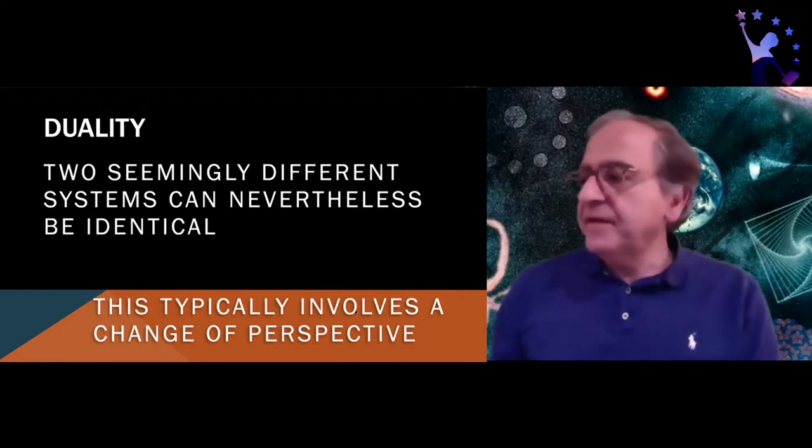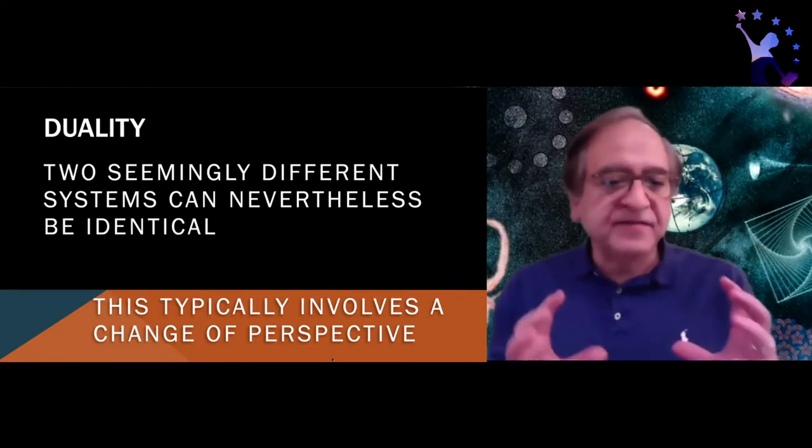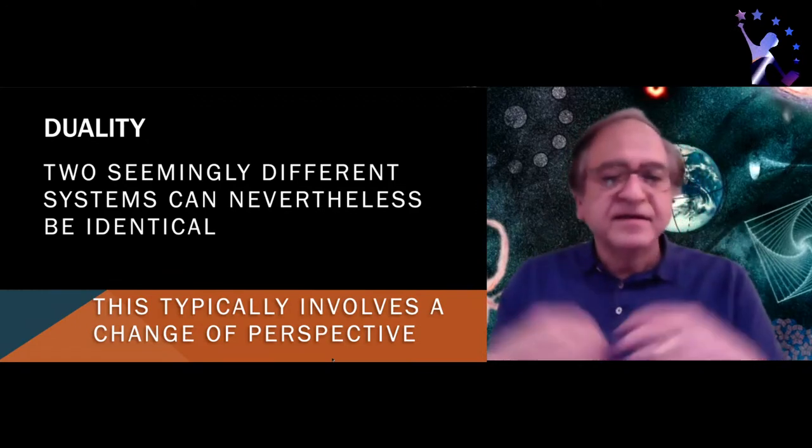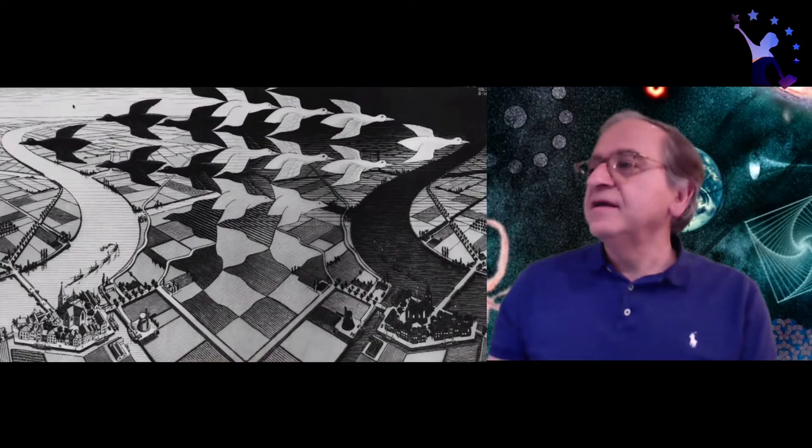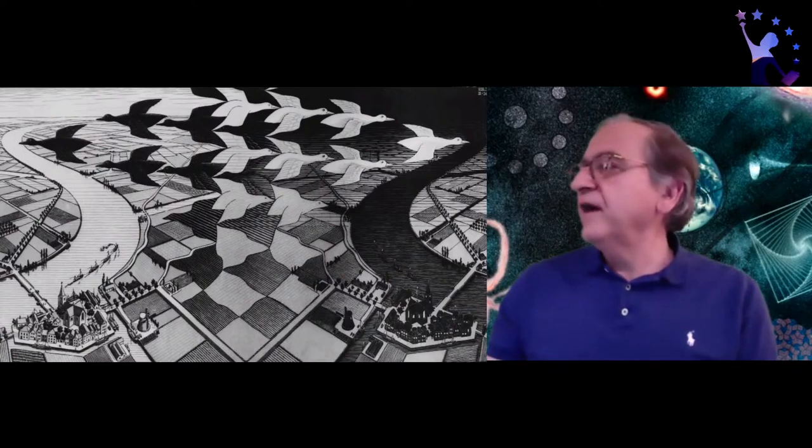And this typically involves a change of perspective. You have to look at it differently so that they actually become the same. An example of this is this drawing. It's this famous drawing of Escher. You see, if you look at this corner of the drawing, you see the black birds are going in the white sky. And over here, you have a white bird going on a dark night.